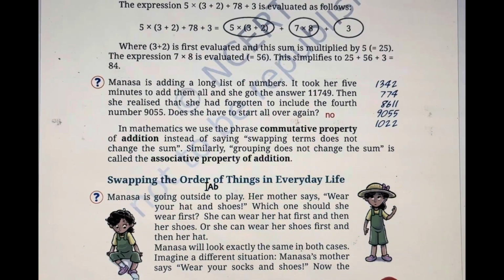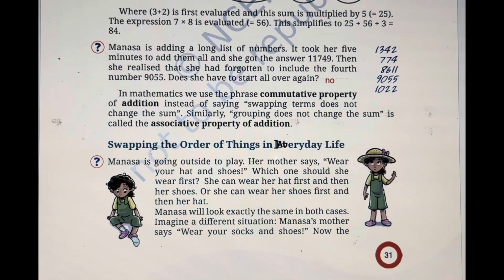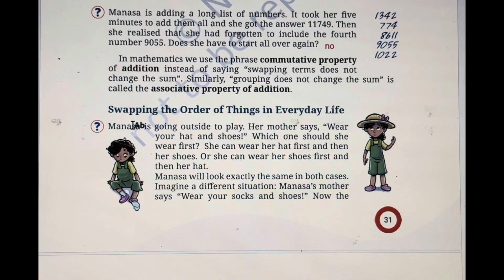Now let us see swapping the order of things in everyday life. We'll take some examples. So here Manasa is going outside to play. Her mother says, wear your hat and shoes. Which one should she wear first? She can wear the hat first and then shoes. That doesn't make any difference. Or she can wear her shoes first and then the hat. So Manasa will look exactly the same in both cases.